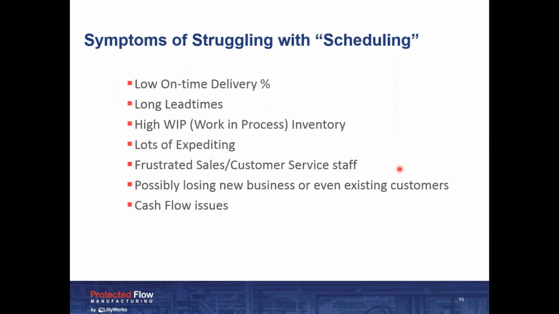So the symptoms we see: manufacturers struggling with scheduling often see a lower on-time delivery percentage than they'd like, and longer lead times than they'd want. They have a lot of work in process inventory. There's a lot of material out there, and things get clogged up. There are a lot of bottlenecks, and bottlenecks move, maybe even on a daily basis. First it's this department, then it's that department.